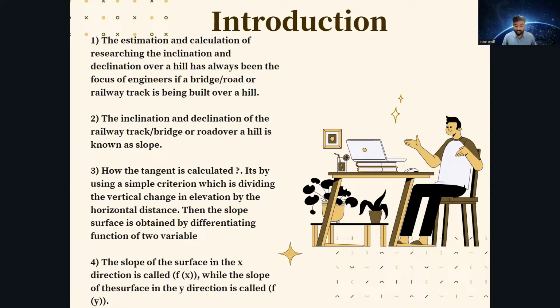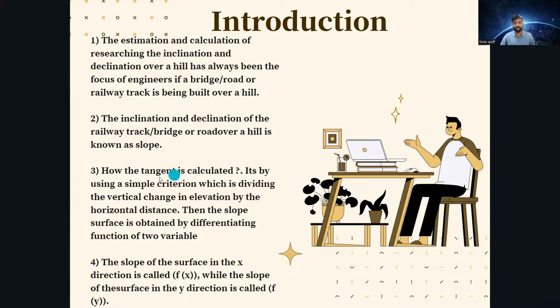So the main concept of slope is the steeper the surface of a hill, the greater the slope surface. So this is the main concept, the main idea. The measurement of slope is usually obtained by calculating the tangent of the hill surface or any inclining or declining surface. So to get the measurement of slope, we have to calculate the tangent. How the tangent is calculated.